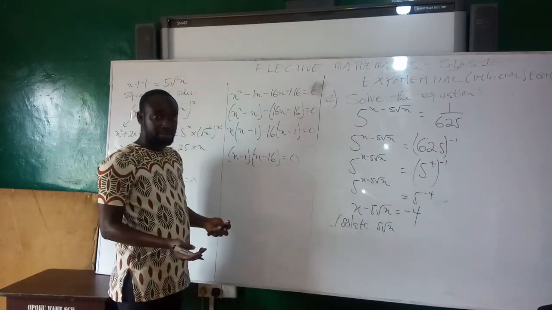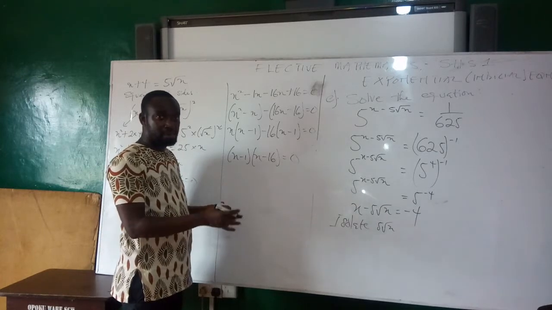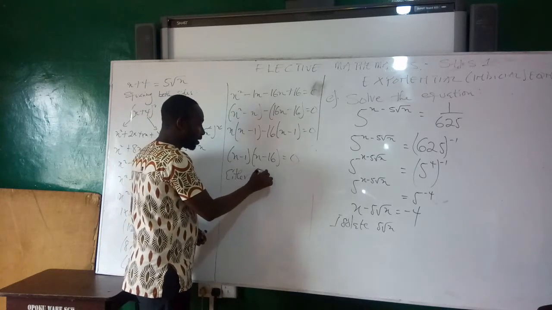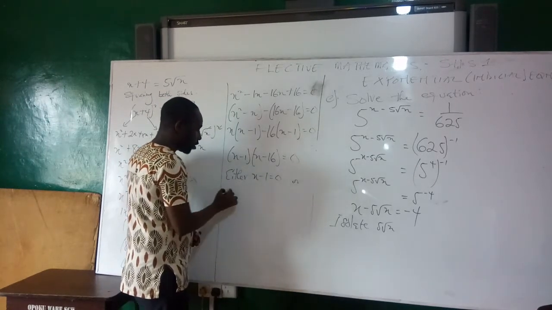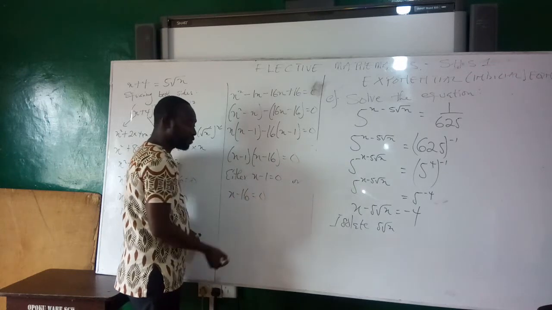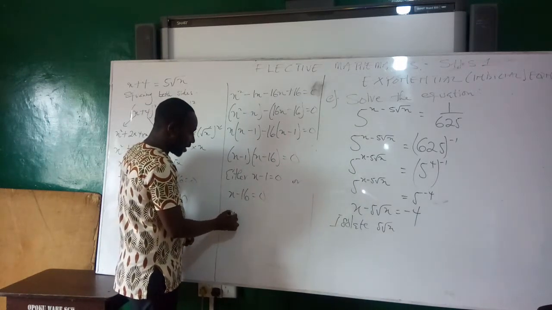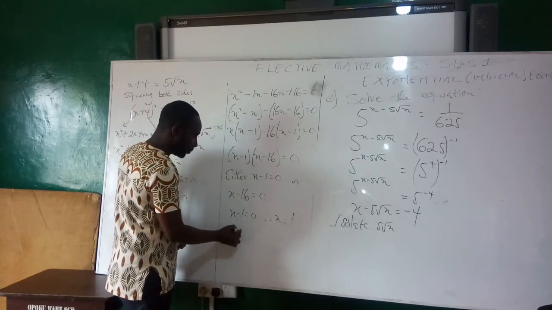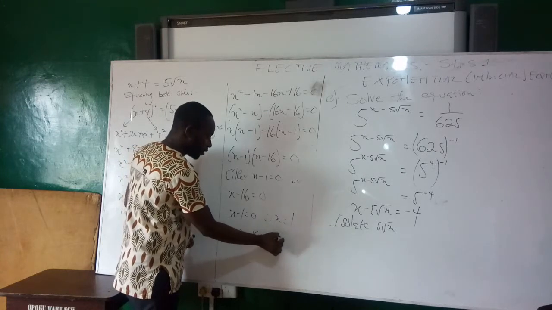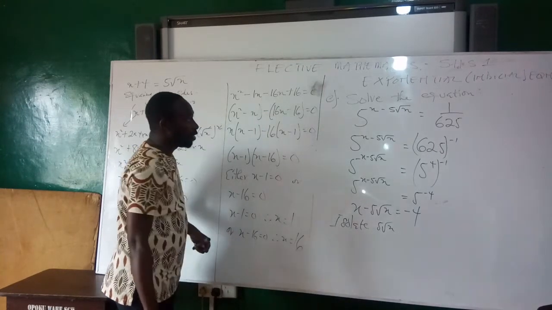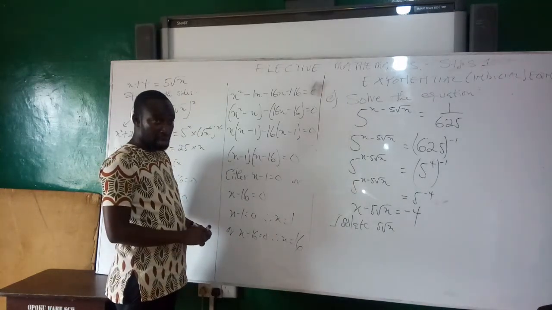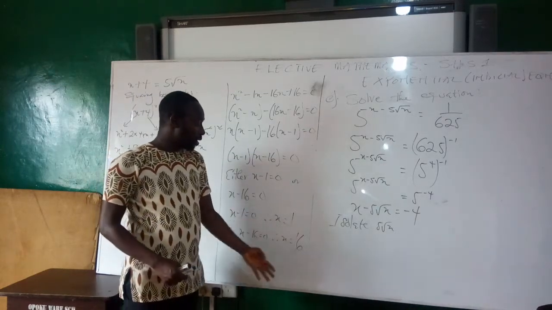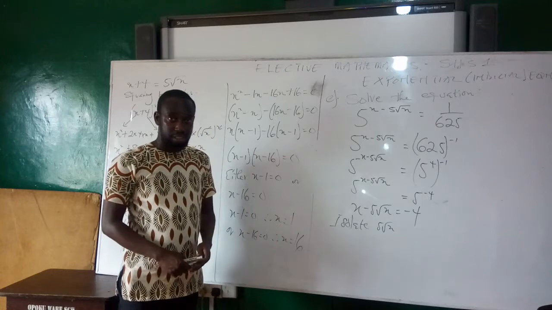Now we use the zero property principle. When two numbers are being multiplied and their product is 0, it is either the first number is 0 or the second. So either x minus 1 equals 0 or x minus 16 equals 0. Then we solve. For the first one, x minus 1 equals 0, therefore x is equal to positive 1. Or x minus 16 equals 0, therefore x is equal to 16. So there is the solution to our last but not least question. x is equal to 1, x is equal to 16.